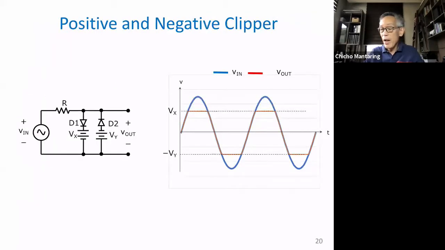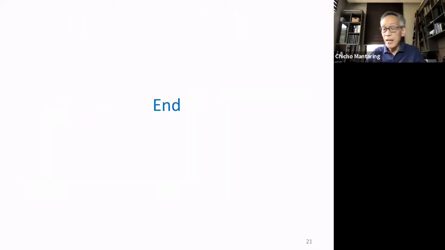And I can combine the two. So this establishes the peak positive value that I will allow my output to have. This establishes the peak negative value that I will allow my output to have. Okay. And this is going to be my output. No? It will clip at Vx. It will also clip at minus Vy. Clip here, clip there. Okay. And that's my last slide.